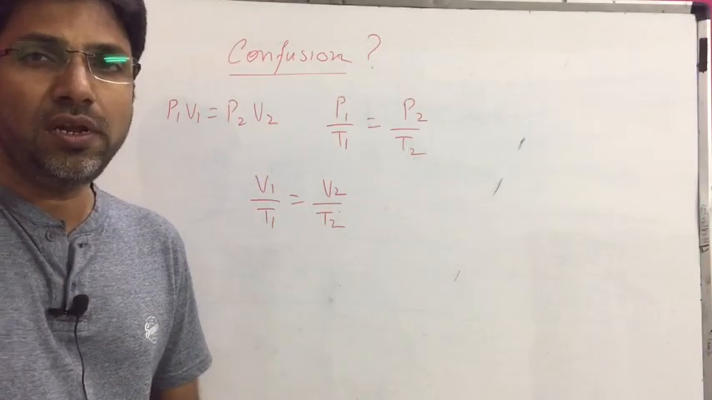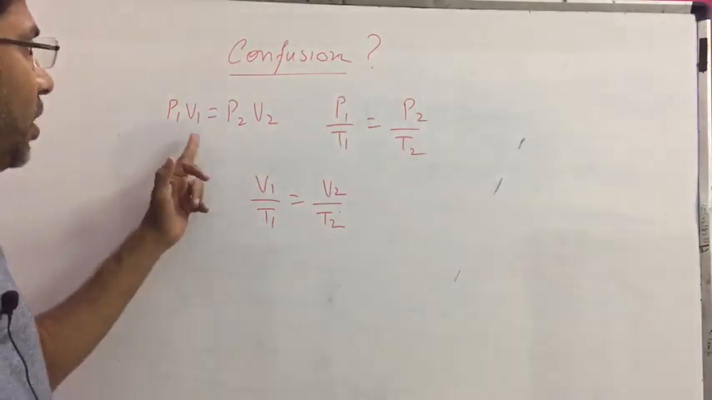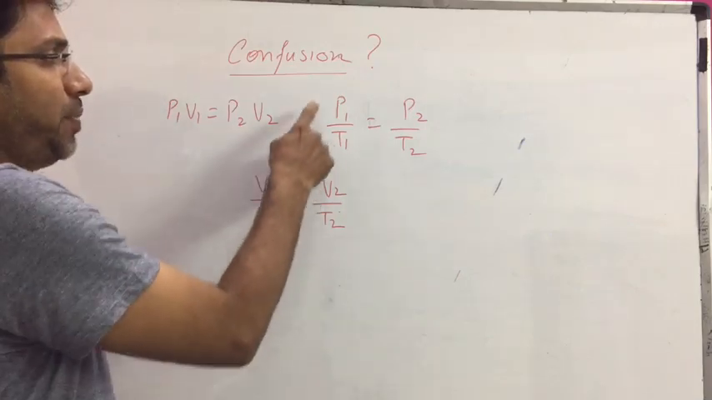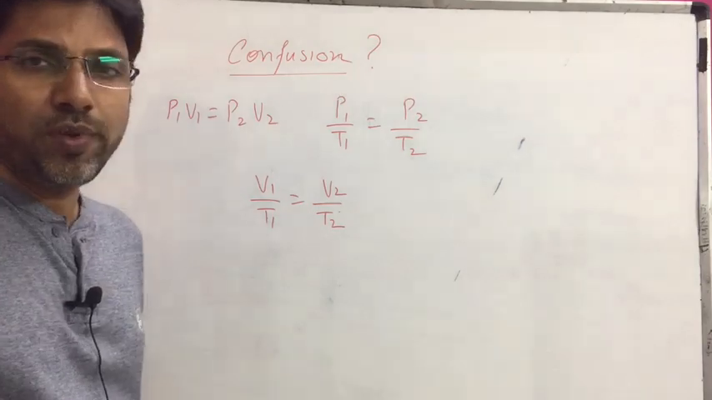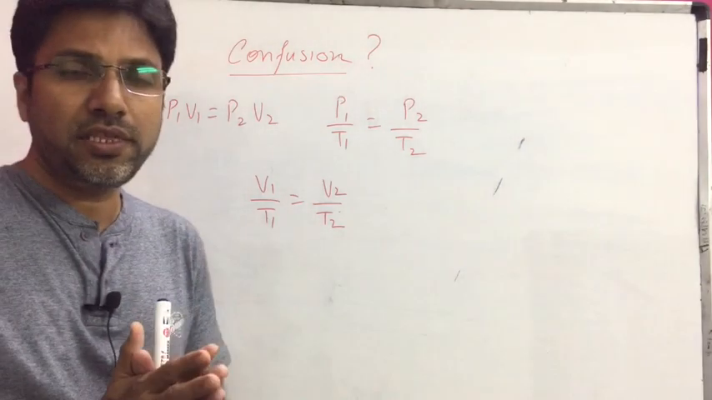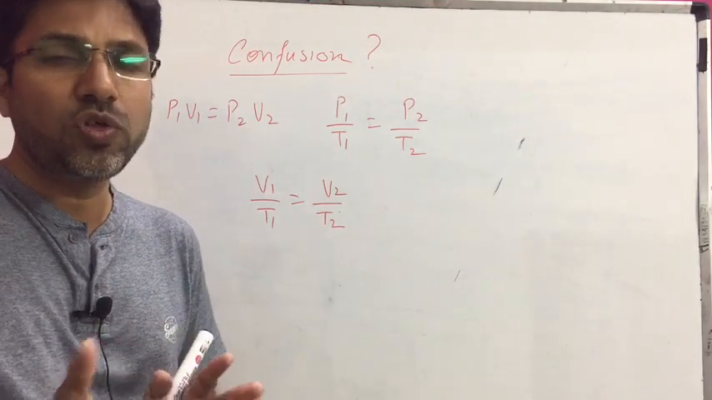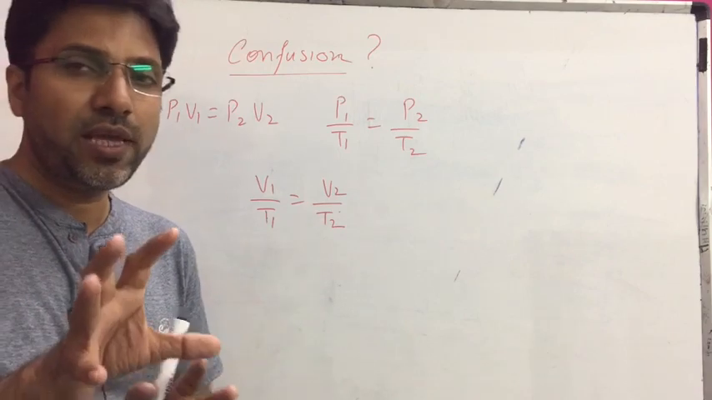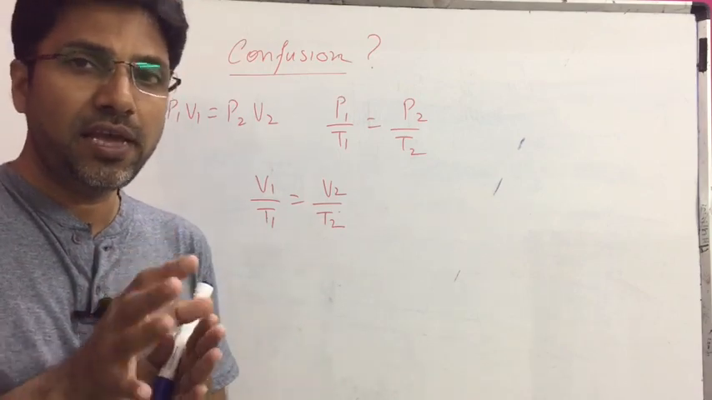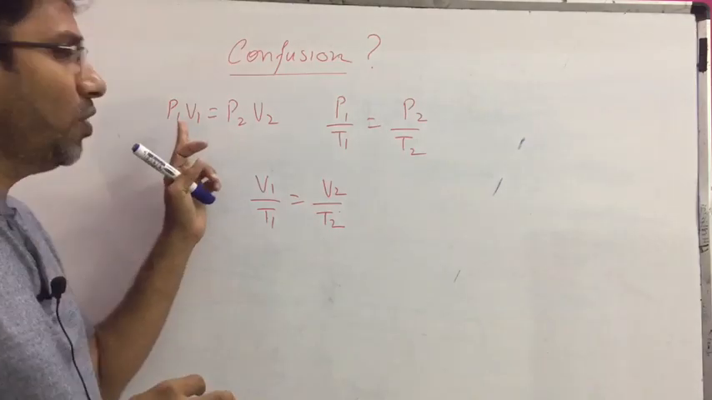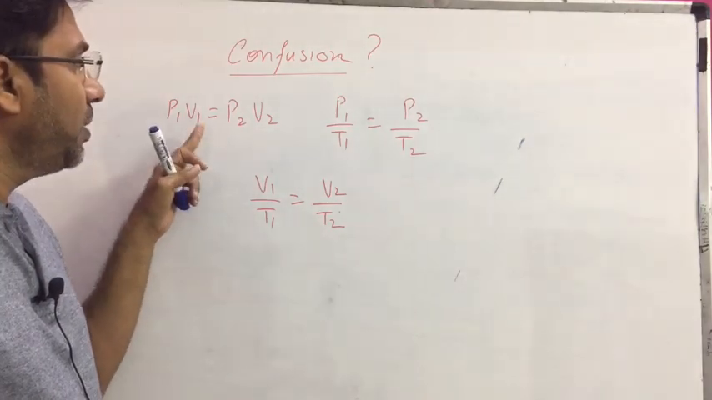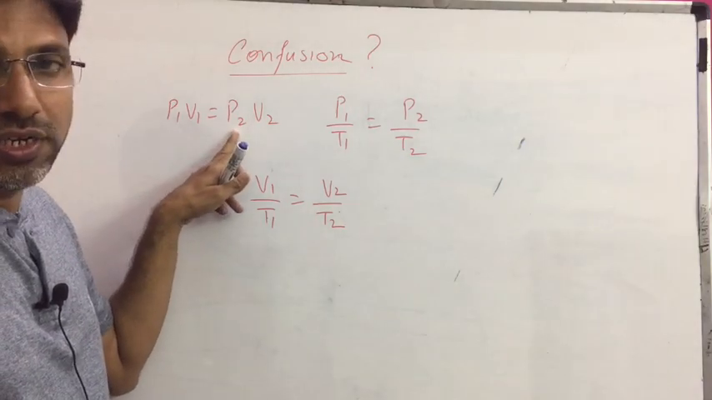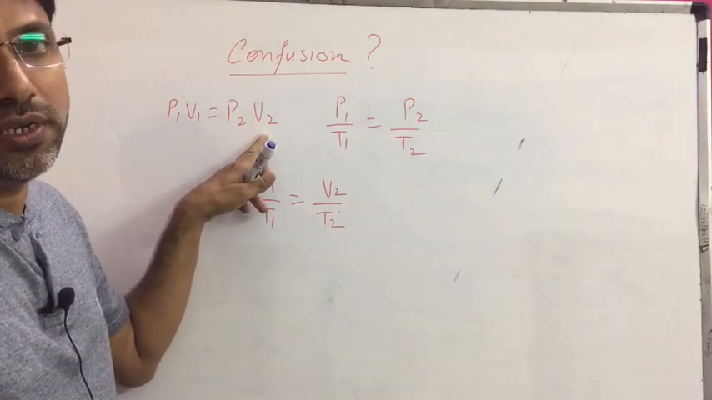Few students are generally confused why P1 V1 equals P2 V2, or why P1 by T1 is equal to P2 by T2, V1 by T1 is equal to V2 by T2. There is a logic to how to cope with this, how to solve the problems. Here for example there is a gas in a cylinder. That gas has pressure P1, volume V1 and constant temperature. If pressure is changed, what will happen to the volume of that gas?